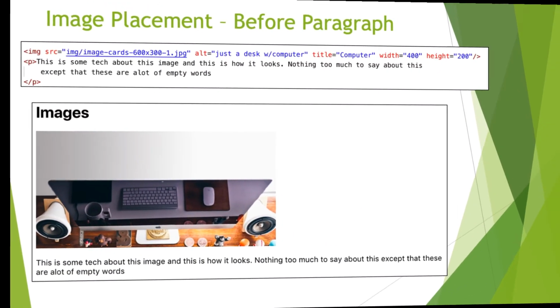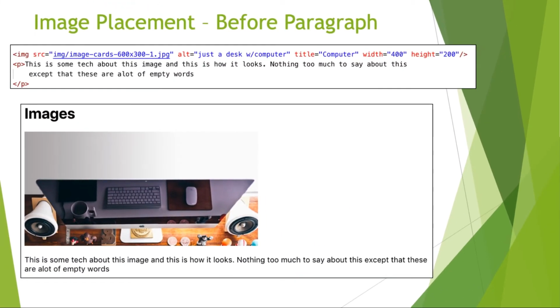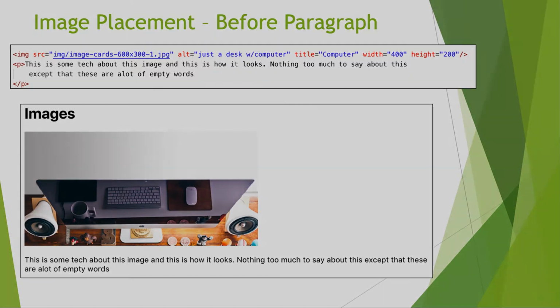In the next set of slides, we'll talk about something that can be very important, and that is the placement of your image relative to your text. So you see simply here, I have the same line I had on the very last slide, and that is the image with the width and the height set. And then I have a paragraph right behind it, and you can see how that renders on the screen. Image first, right below it in the next line, the text.